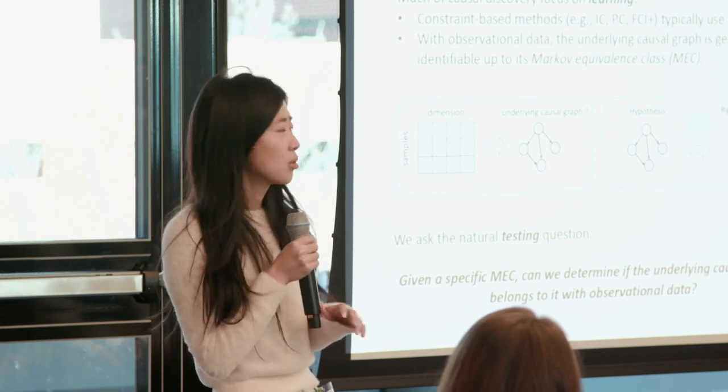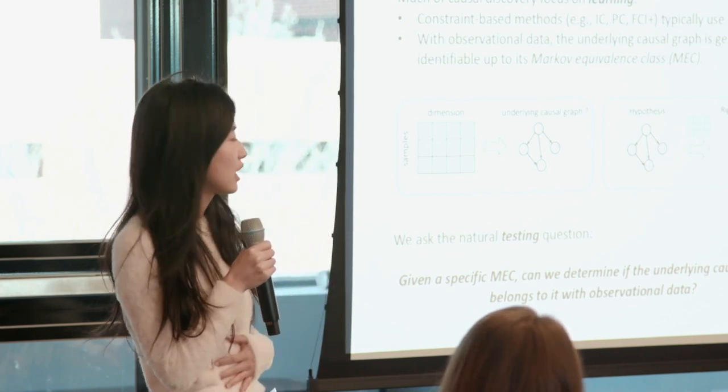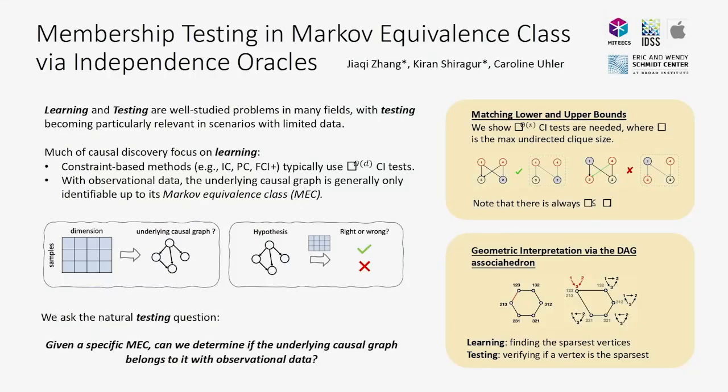I'm here to present our work on membership testing in Markov equivalence classes. Learning and testing are very well-studied problems in many fields, with testing becoming particularly relevant in scenarios with limited data. However, much of causal discovery has mostly focused on learning. This is the problem where you are given a data matrix of tabular data, and you're trying to infer the underlying causal structure. For this problem, most constraint-based methods typically use a number of conditional independence tests that's exponential in the degree of the graph.